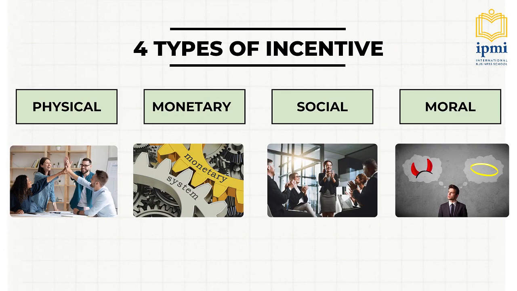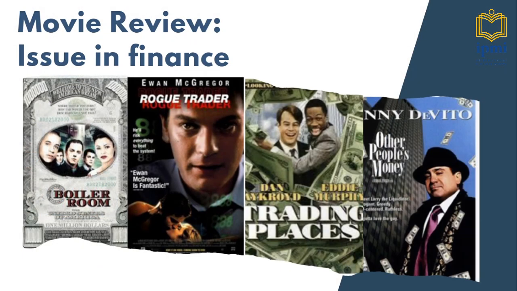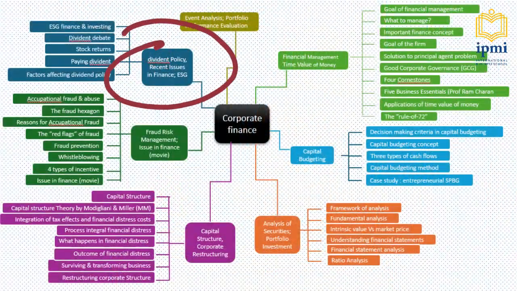Four types of incentives: physical, monetary, social, moral. And we'll learn about issues in finance from four movies: Boiler Room, Rogue Trader, Trading Places, and Other People's Money. And last but not least, we study dividends.